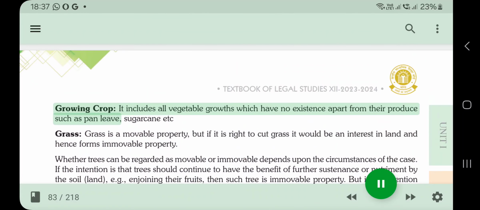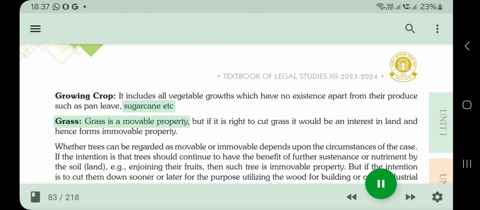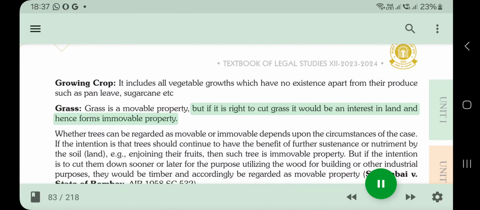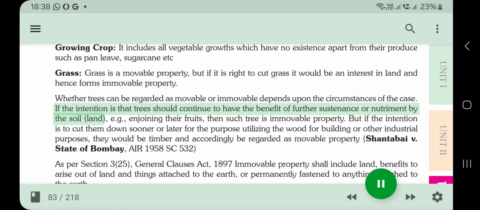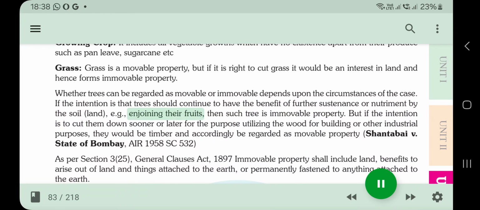Growing crop. It includes all vegetable growths which have no existence apart from their produce such as pan leaf, sugarcane, etc. Grass. Grass is a movable property, but if it is a right to cut grass it would be an interest in land and hence forms an immovable property. Whether trees can be regarded as movable or immovable depends upon the circumstances of the case. If the intention is that trees should continue to have the benefit of further sustenance or nutriment by the soil, land, e.g., enjoying their fruits, then such tree is an immovable property.